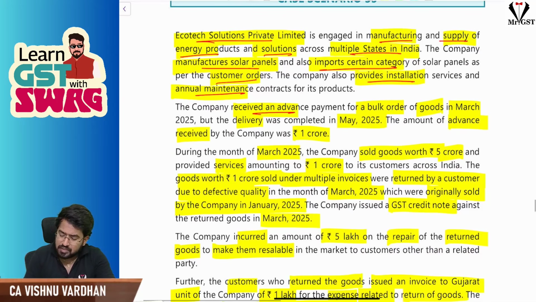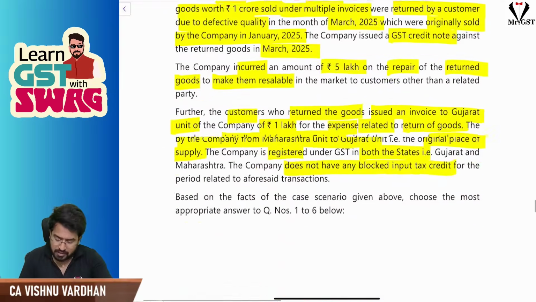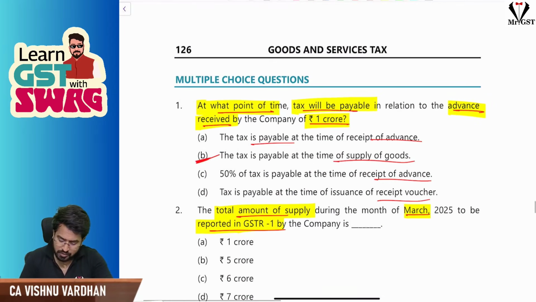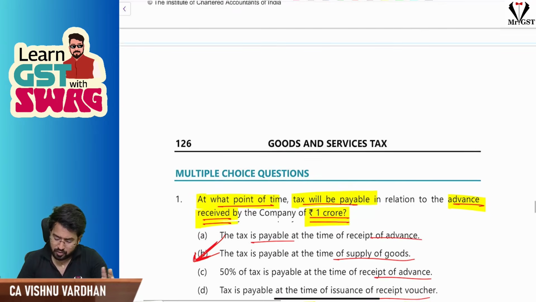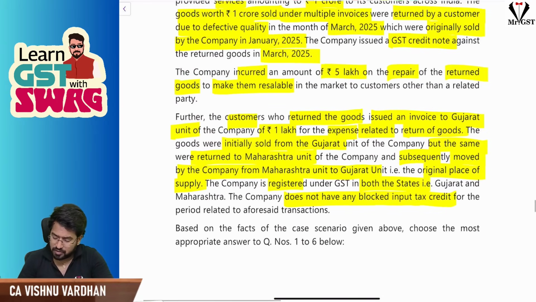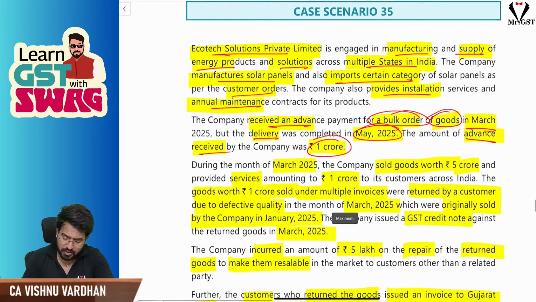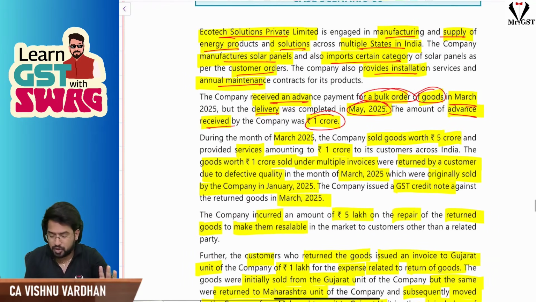They received an advance for a bulk order of goods in the month of March, but delivery is in May. Advance received is 1 crore. As we know, this is regarding goods. So as I told you, the tax is payable on that 1 crore at the time of supply of goods, not on receipt of advance. Because it is goods, as you know, the time of supply provision, section 12, subsection 2.